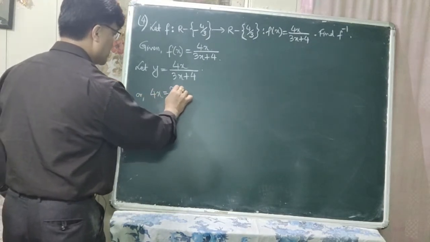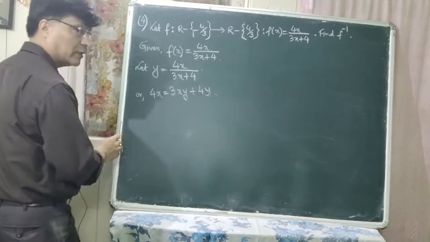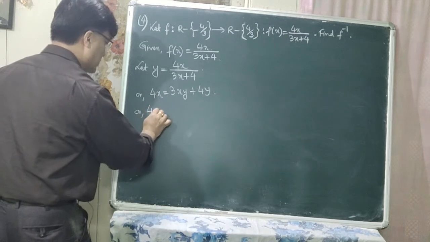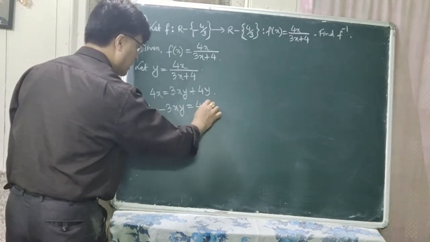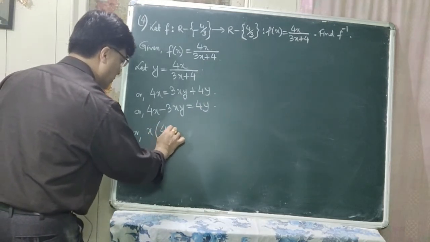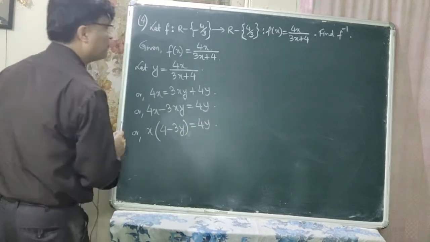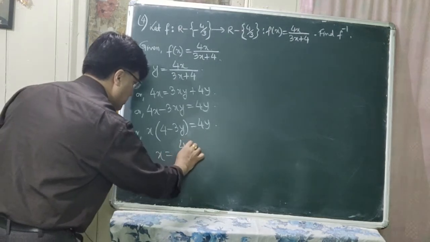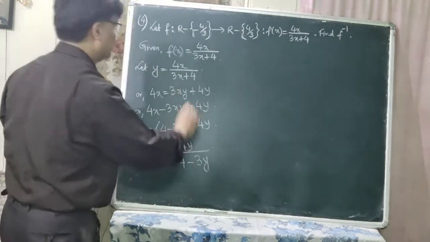So 4x is equal to 3xy plus 4y. Okay. So now keep the terms containing x on the left hand side. 4x minus 3xy is equal to 4y. Okay. So here x is taken common within bracket. What do we get? x(4 minus 3y) is equal to 4y, right? So what is the value for x here? x is equal to 4y divided by 4 minus 3y.